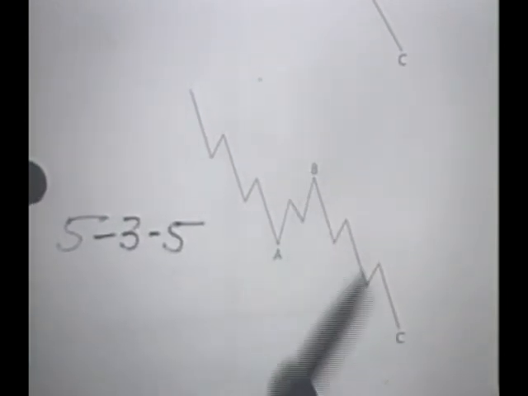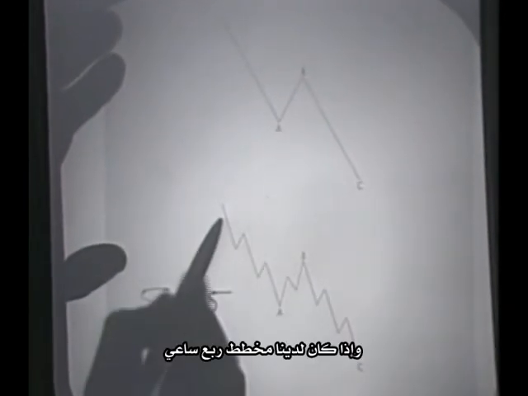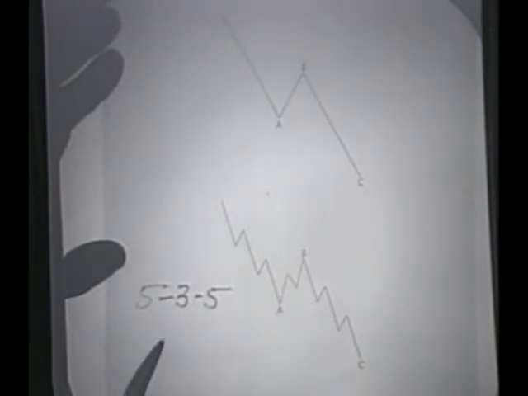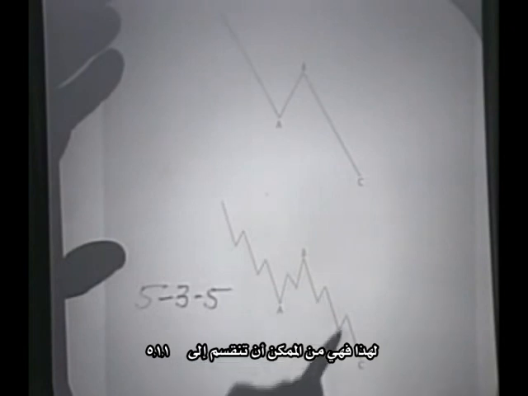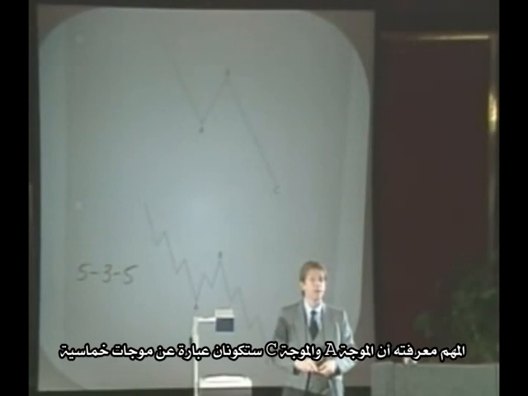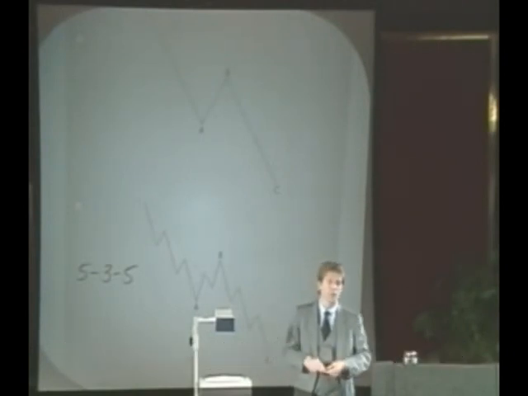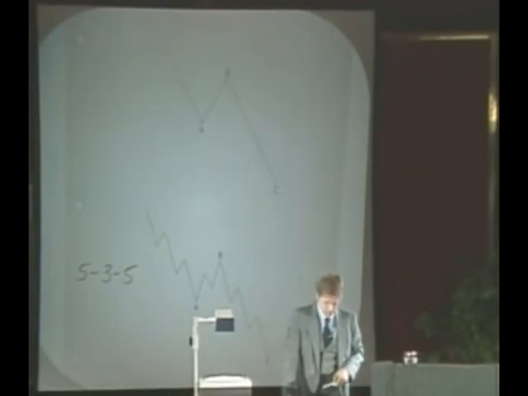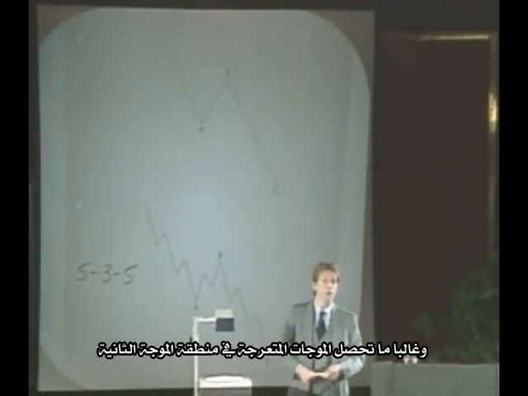Although depending on what degree chart you're looking at, all the subdivisions may not be visible. For example, if you're looking at an hourly chart, this is what you might see, this upper pattern. If you look at a 15-minute chart, this would be the subdivisions of the zigzag. So it could subdivide 1-1-5. What's important is that the A wave and the C wave are 5-wave structures. The B wave will be a 3-wave structure. And zigzags most commonly occur in the wave 2 position.